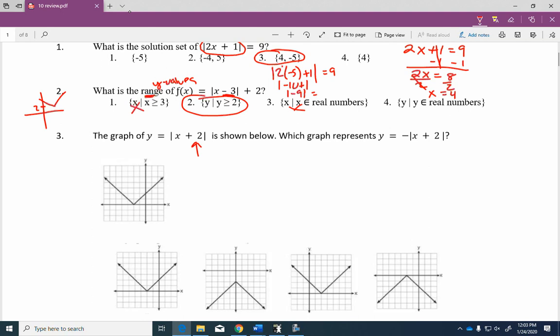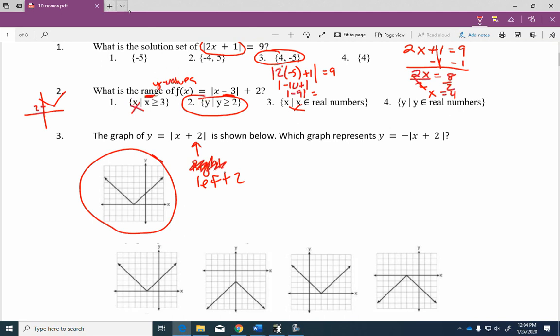This graph, this is a right-left shift. It shifts to the right. No. Shifts to the left 2. Remember, it just shifts the opposite way of what we would think. So I'm looking for something that shifts left 2. I'm actually not looking for it. They graphed it for us already. Maybe I should read. So the graph is shown below. Yep, there it is. It shifted to the left 2.